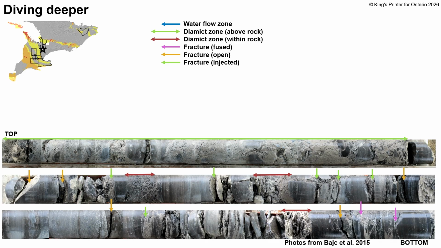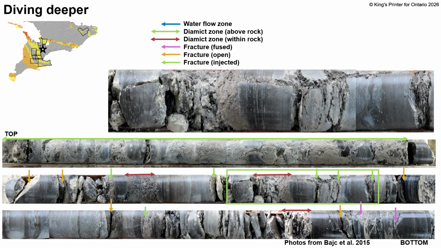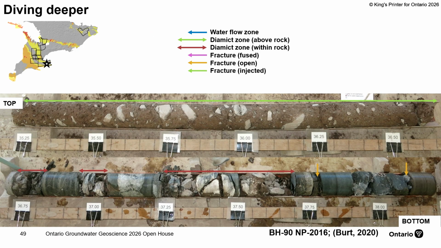Here's an example from Simcoe County in shale bedrock below the Niagara Escarpment. Again, orange arrows are showing you fractures, green arrows are showing you fractures that have been infilled with this till, and the red arrows are showing you larger zones where diamict is infilling gaps. And this is just a highlight of one larger sediment infill fracture that's about 60 centimeters thick, well below the bedrock contact. Another example from Niagara.